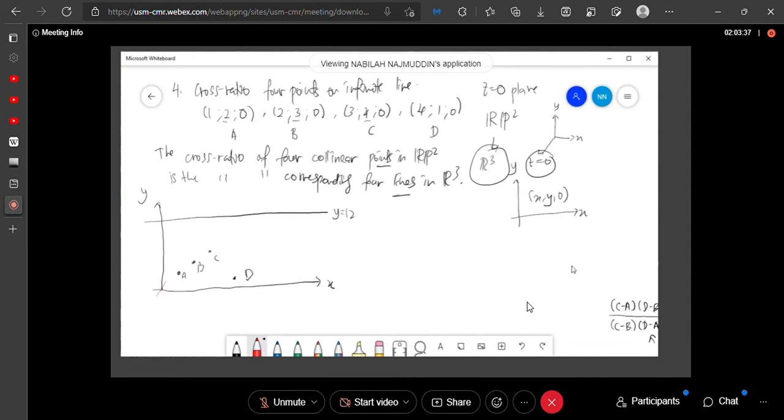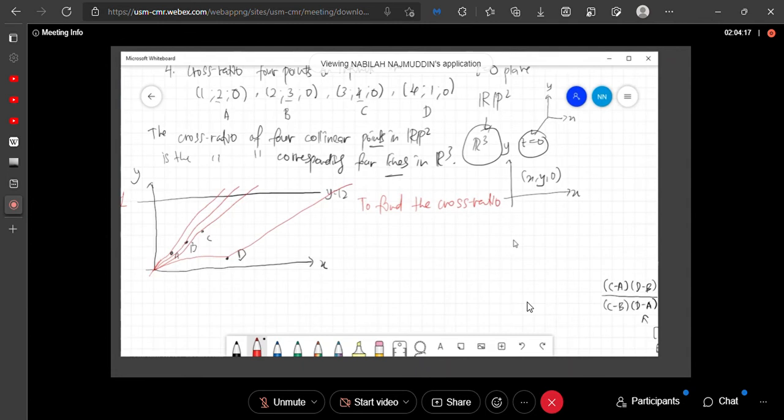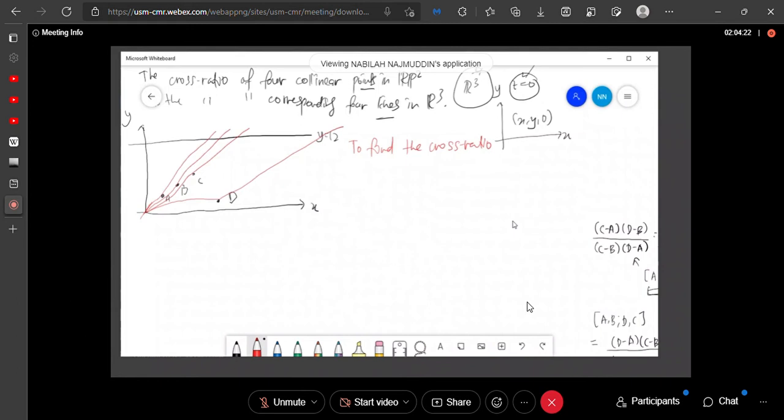Then, we said that this point corresponds to the line in R3, meaning this line A, we have from the origin to, then this B also should be, just assume that the red line is a straight line. Okay. So, passing through line L. To find the cross ratio of the 4 lines, the red lines in R3, we must note that all the lines are lying in the plane z equals to 0. Okay?